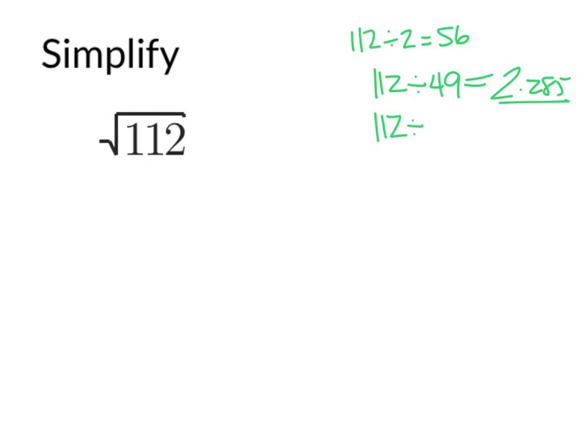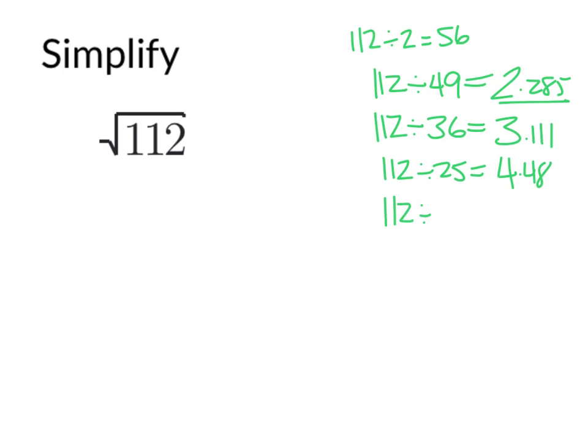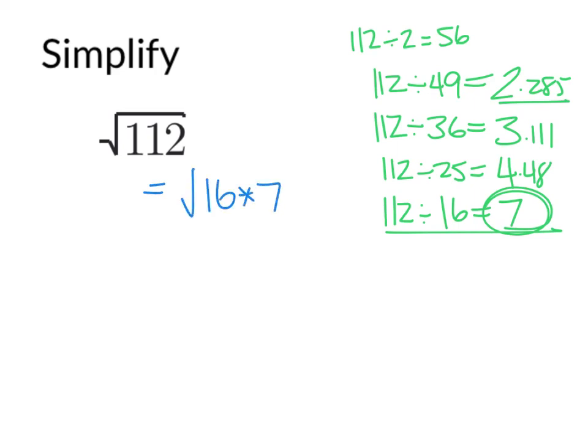49 was 7 squared. 6 squared is 36. 112 divided by 36, 3.111. Another decimal number. So 6 squared doesn't work. Try 5 squared, 25. 112 divided by 25 is 4.48. Still doesn't work. Keep working your way down from 5 squared to 4 squared. 112 divided by 16 is 7. Once we get that 7 right there to be a number that has no decimals after it, then we know we can factor 112 into 16 times 7.